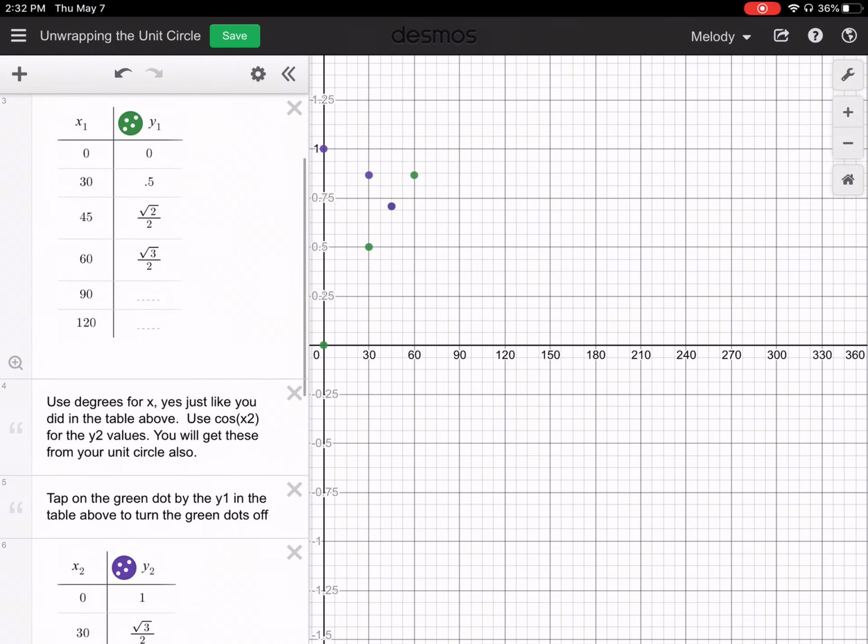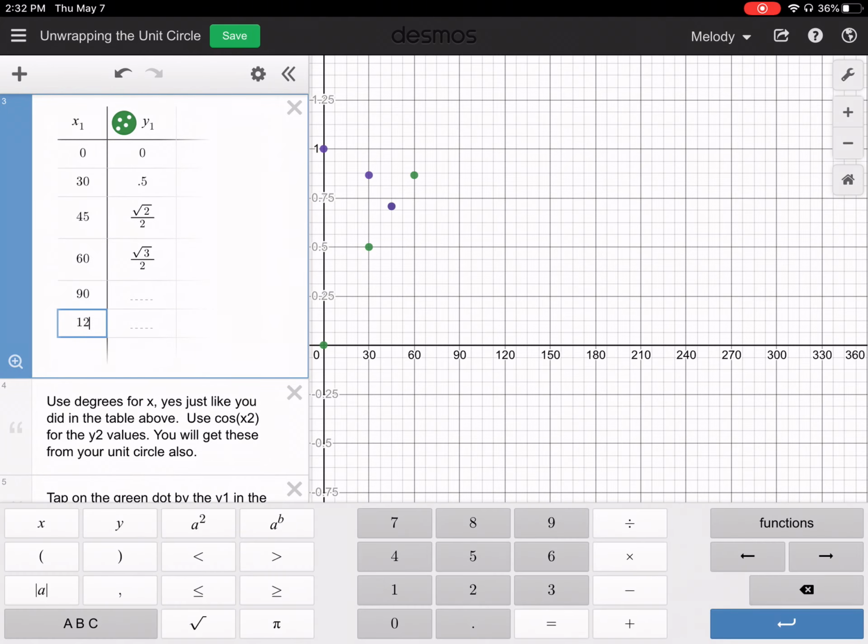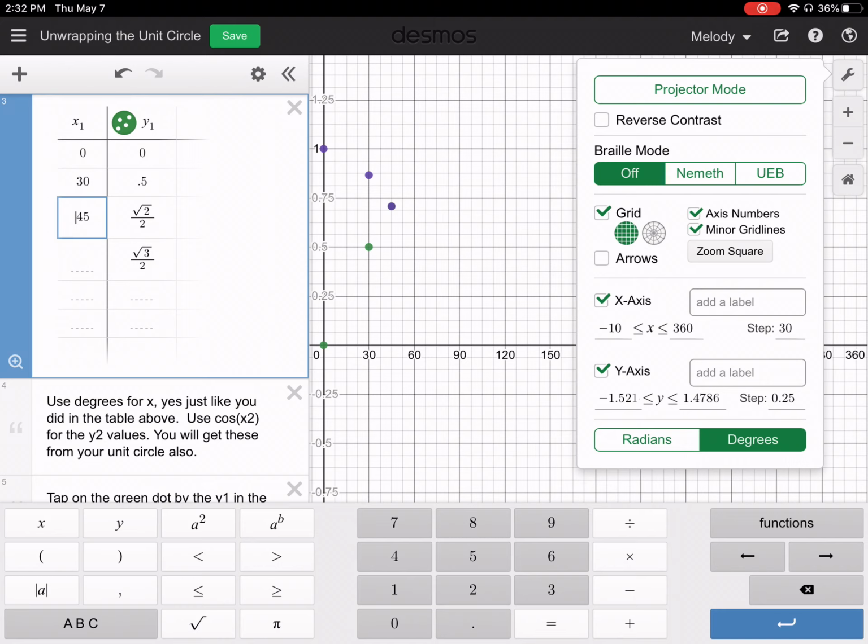Phase 2, you're going to come back into these tables. You're going to clear everything out. Just clear it all out, and you're going to do it again, except the second time through, I'm going to let you pretend that I cleared all those out. You're going to go back into the wrench up here in the top right-hand corner, and you're going to do it again, but this time you're going to work in radians. So I'm going to switch this to radian mode.